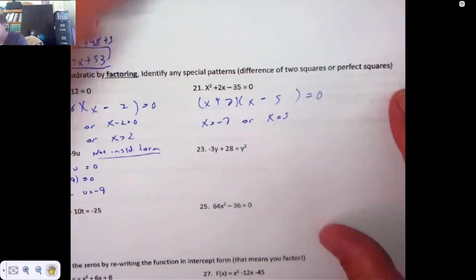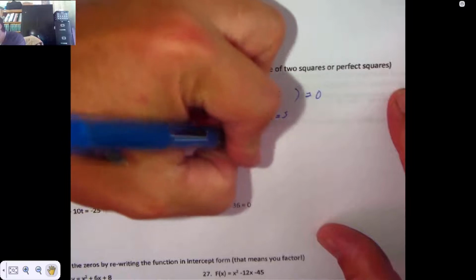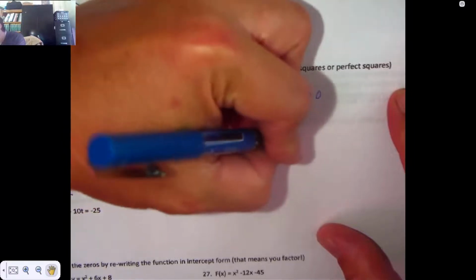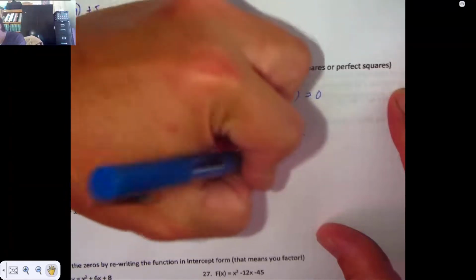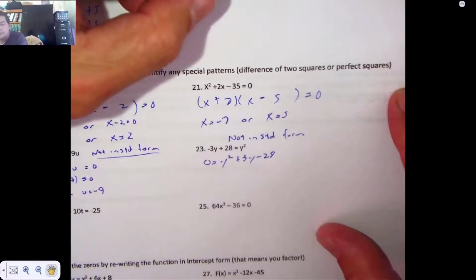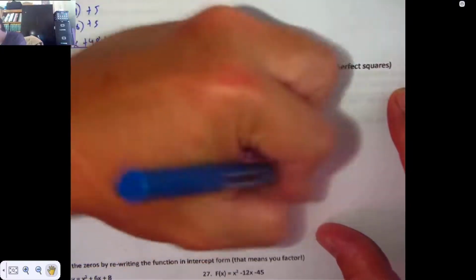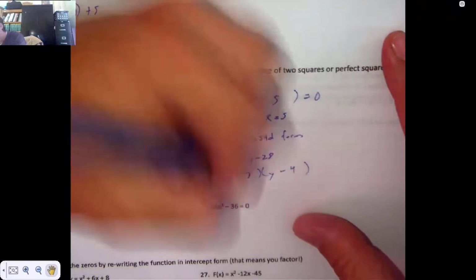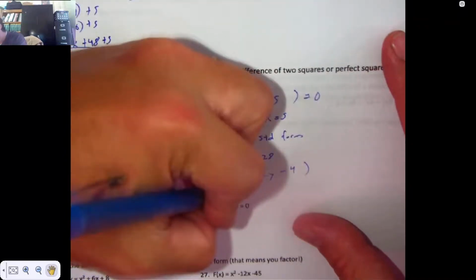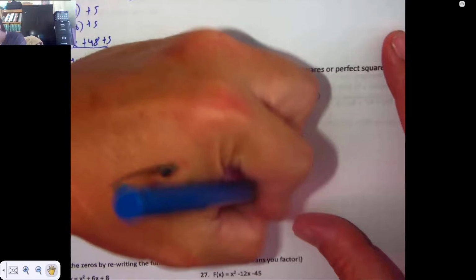This one is also not in standard form. Move everything to the right because that keeps y squared positive. But you guys do whatever you do, and we'll see who's better. To create a y squared, you need a y and a y. Factors of 28 are 4 and 7. Why 4 and 7? Because 7 minus 4 is 3. Cover-up technique: y is -7 or y is 4.